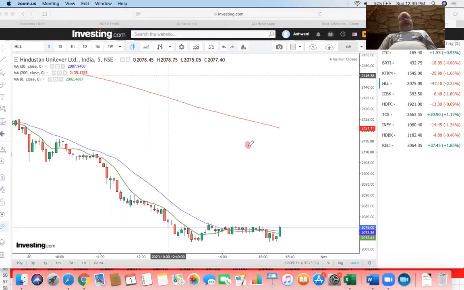So any sort of rallies into this zone, which means if you gap up into 2100, this would be a sell zone for you. I am not interested in buying because this looks like a very, very weak stock.